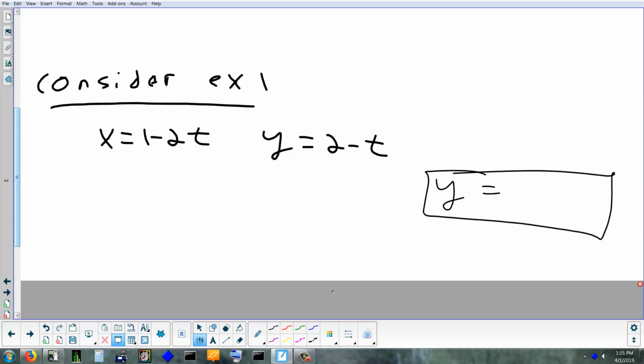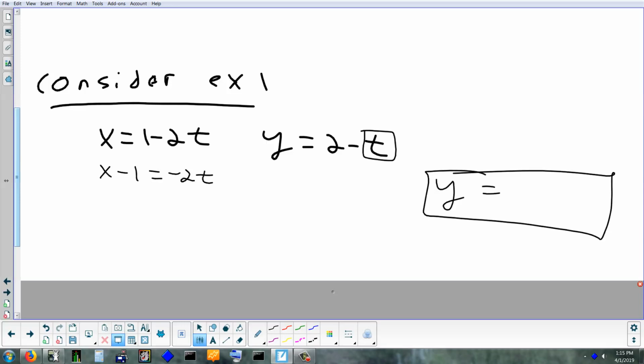Does anybody have any thoughts how I can get rid of that? You have to use all the information that's up there. Yeah? Make that x equation, like change it to be t equals... So solve for t in the x equation. So you could start by doing that. x minus 1 equals negative 2t.